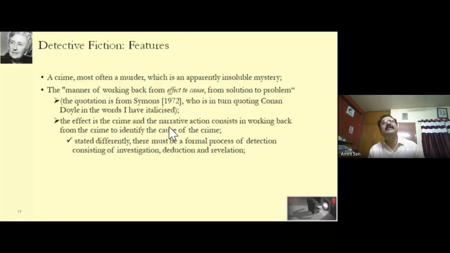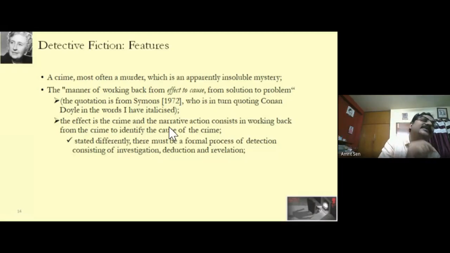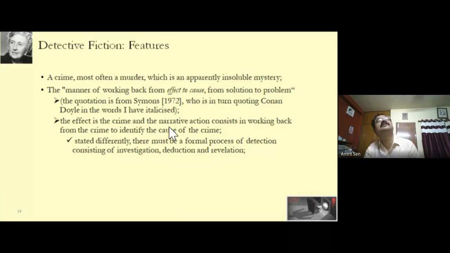Right. The crime has to be apparently insoluble. It is a paradox. Right. And what Conan Doyle said when he was working on Sherlock Holmes, he said that the manner of detective fiction is working back from the effect. অর্থাৎ ক্রাইমটা হচ্ছে effect. The crime is the effect, to the cause, to how the crime is committed and why the crime is committed. So the detective answers three basic questions. Why is the crime committed? This is motive. How is the crime committed? This is method. And who commits the crime? That is the identity of the criminal, from solution to the problem, right? So manner of working back from effect to cause, from solution to problem.